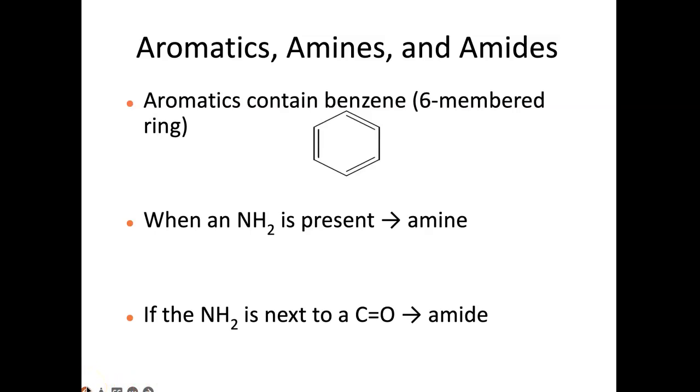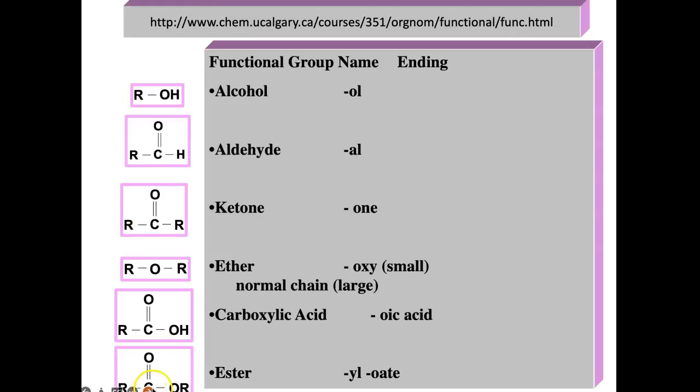Our aromatics contain benzene, which are 6 carbon rings. Every other bond is a double bond. NH2 would be considered an amine group. Now, if that amine group is next to a carbon double bonded to an oxygen, it is an amide group. And so here's just some pictures of these functional groups so you can see what they look like. The R in each of these cases is just the rest of the molecule: carbon-carbon chain, a hydrocarbon, double bonds or single bonds. Again, you don't need to know the ending or the group name. You simply need to be able to recognize them.